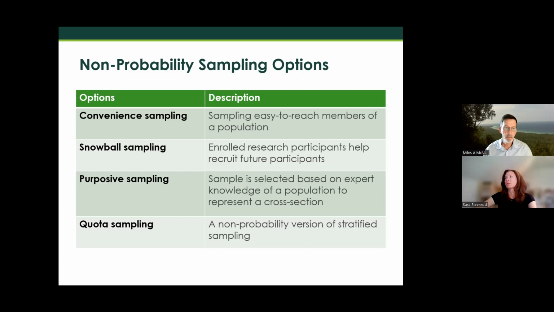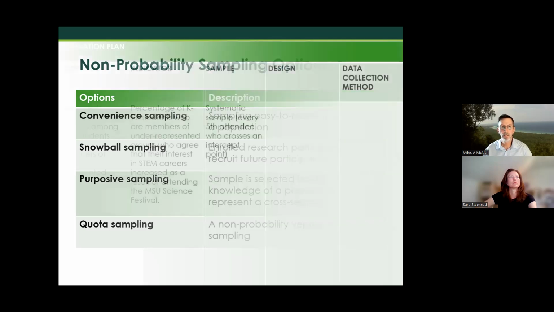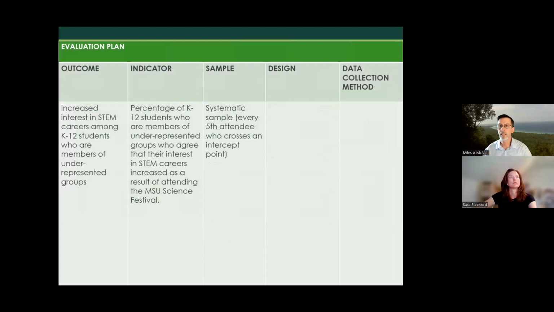And then quota sampling is essentially a non-probability version of stratified sampling. The good news is that in most broader impact activities, you don't have to worry about all of these, but it's a good thing to be aware of nevertheless.